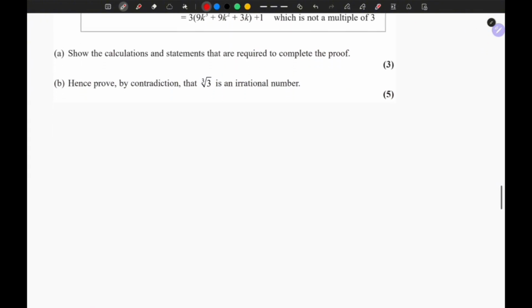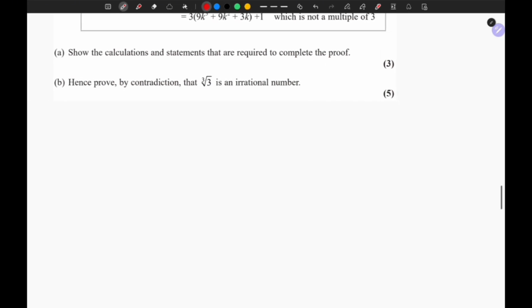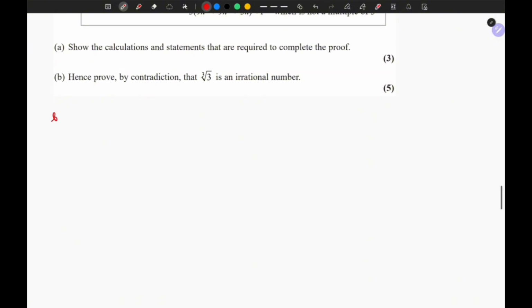Alright, so now moving on to the second part, we need to prove that the cube root of 3 is an irrational number. We have covered this before. Let's first write down the assumption. So assume the opposite, which is: assume the cube root of 3 is a rational number.